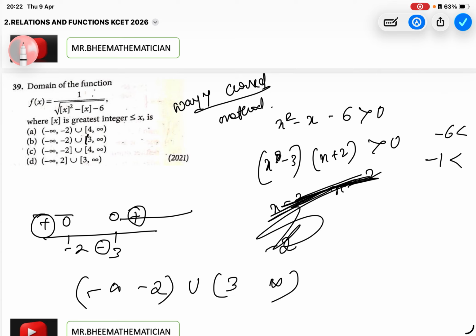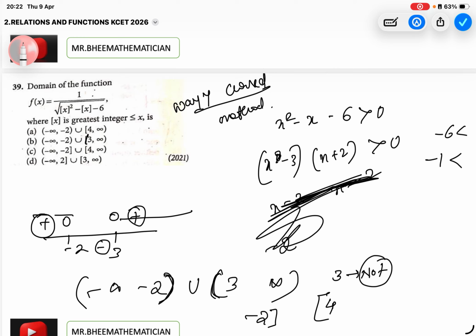It should be open. Sorry, here it is the greatest integer. So whatever you substitute, the answer should be minus 2 open, and 3 should come. So it means open 3. 3 is not the answer, so the answer should be 4. It means closed 4, open minus 2. It means until you get the answer minus 2, that is closed enough. Minus 2 answer will be minus 2 only, and 4 to infinity is the answer. So I hope this is clear.